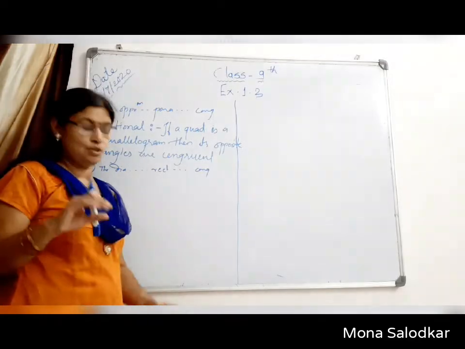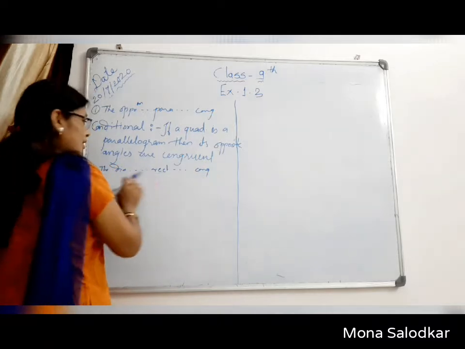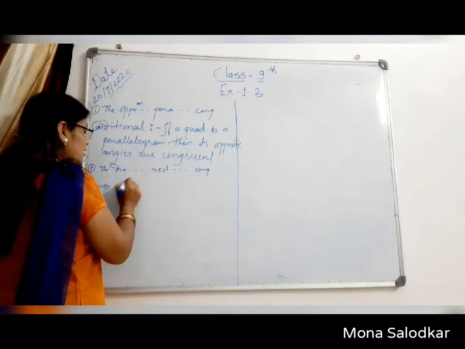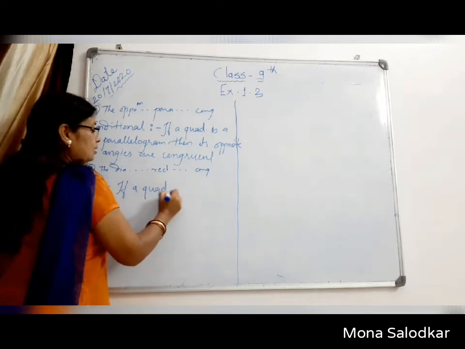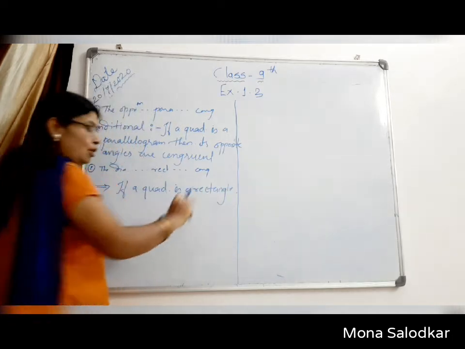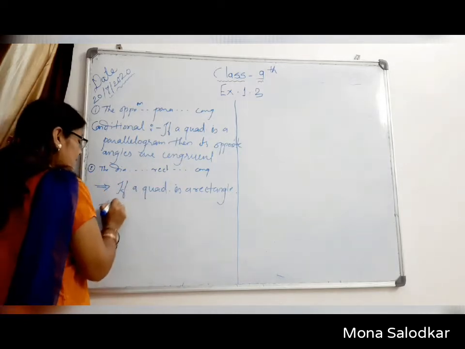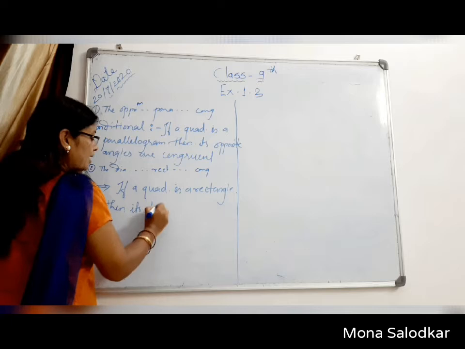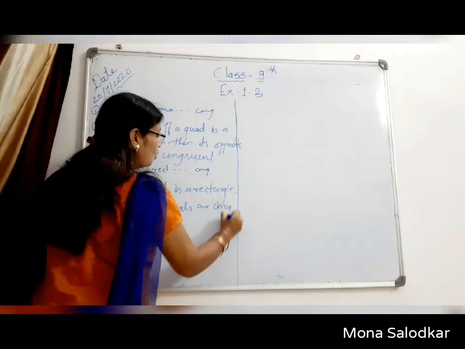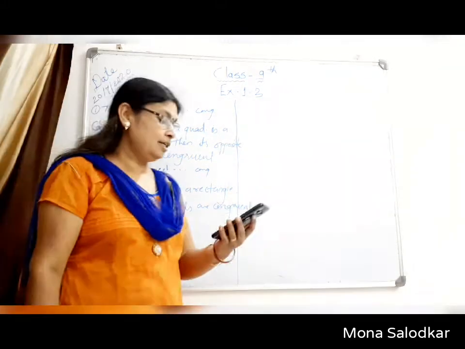Now what is the second statement, students? The diagonals of rectangle are congruent. Means what is given? Rectangle is given. Here you have to write down the same. If a quadrilateral is a rectangle, because it is given, quadrilateral is a rectangle, what you have to show? Its diagonals are congruent. Then its diagonals are congruent. Now what is the third statement?